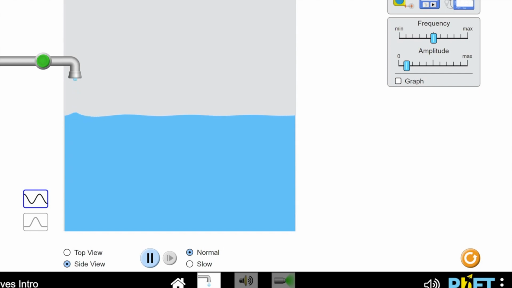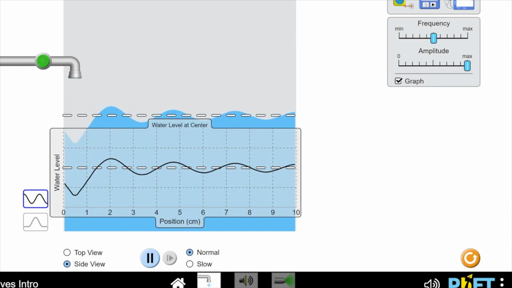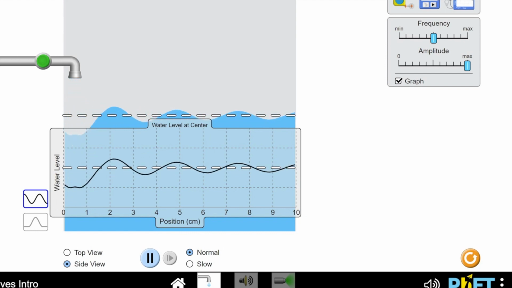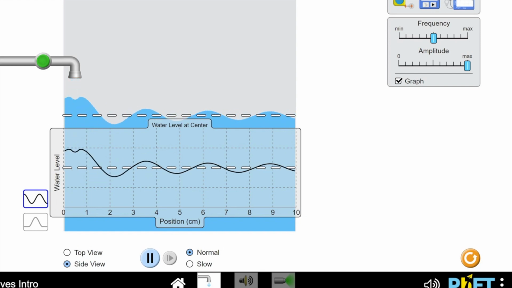Compare that to, just stop the drips for a second, when I put maximum amplitude in. Watch now. Big drip, lots of energy being introduced into the system, and the waves are much higher. Now, the way to measure the amplitude of a wave is to use something like a ruler, where we measure in distance.